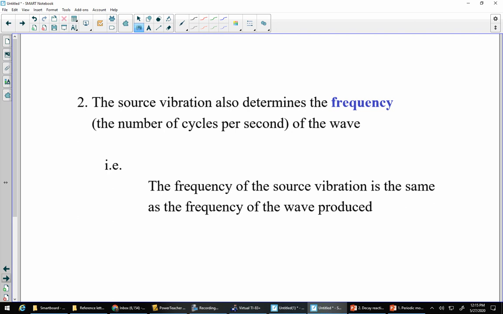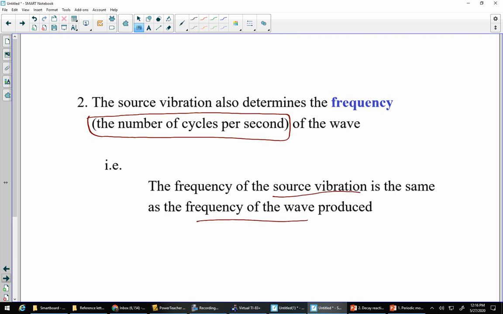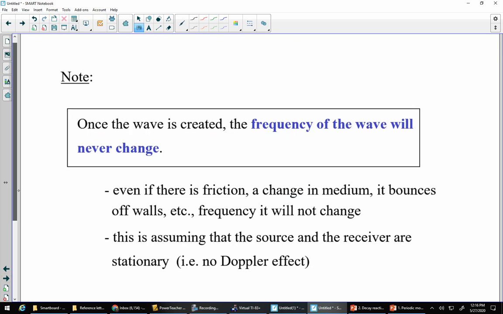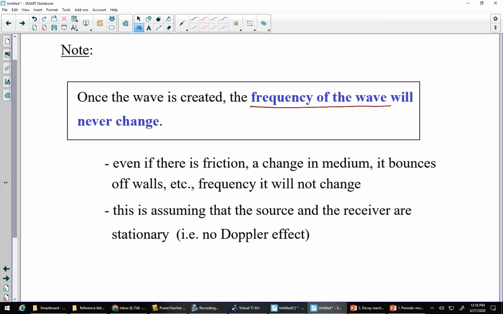It also tells us about the frequency. Frequency, something we talked about before, is the number of cycles of the wave per second. So how many times the wave cycles or repeats itself in every single second. The initial source vibration tells us the frequency, how quickly it is vibrating back and forth. And the frequency of the source is the same as the frequency of the wave. Something really important is that the frequency of the wave never changes after it leaves the source.